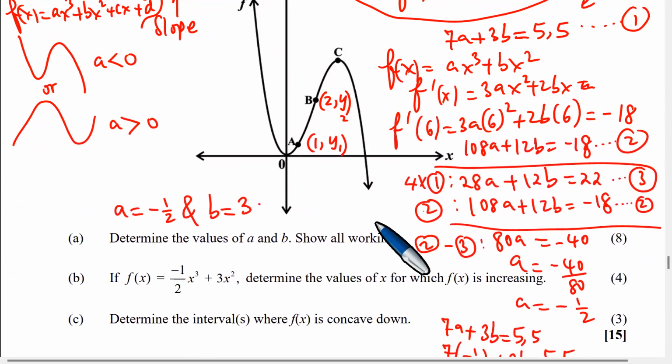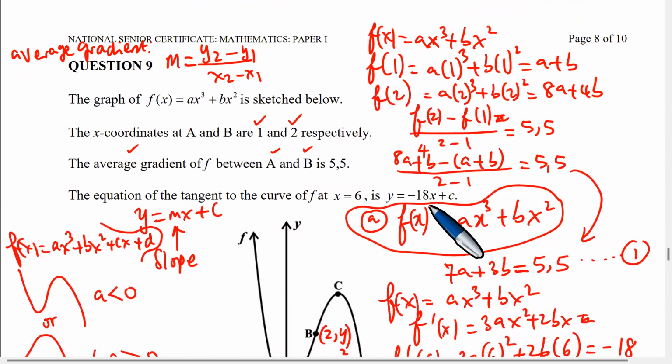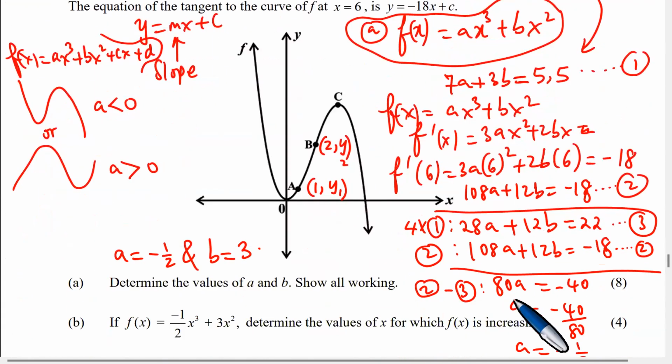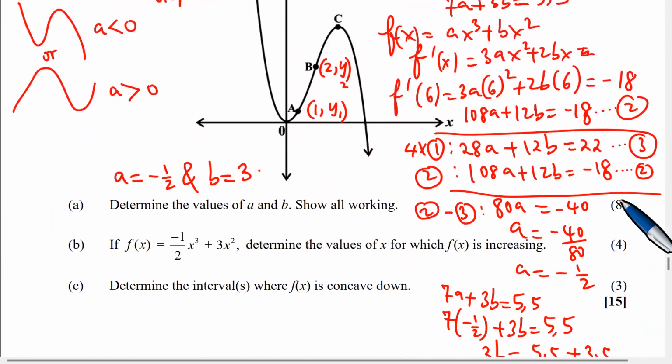We actually have shown all our steps. The examiner said, show all your working, and the working is very clear from this exam paper. The marks were a lot because it was long. It was given a total of 8 marks.